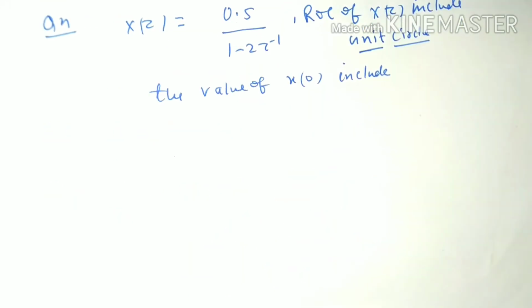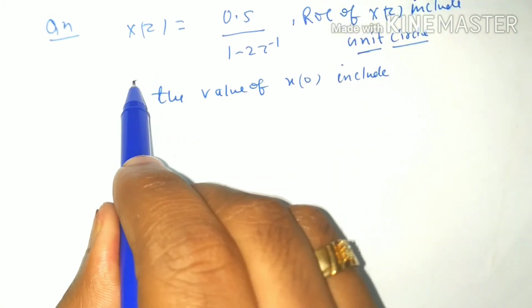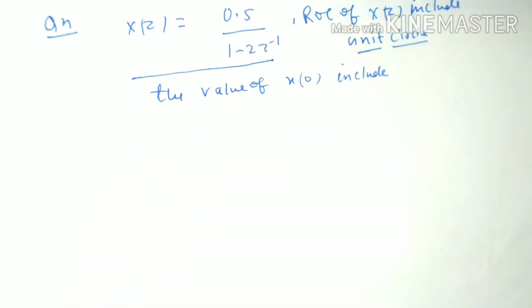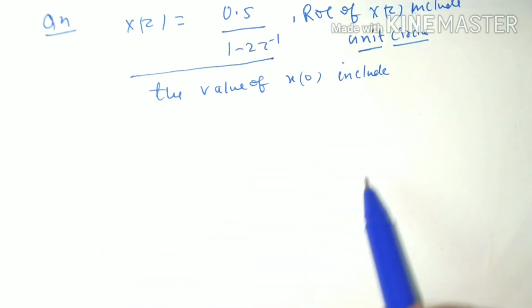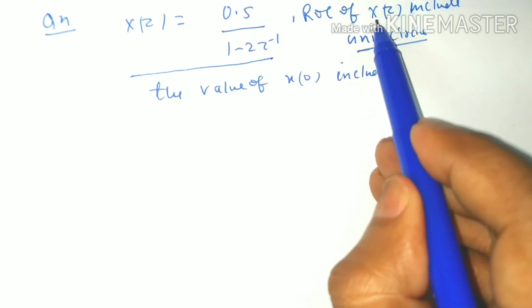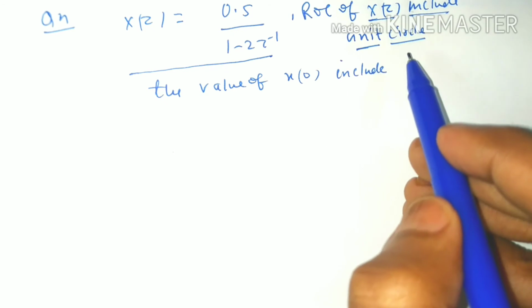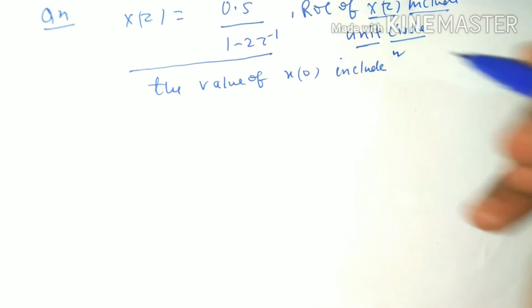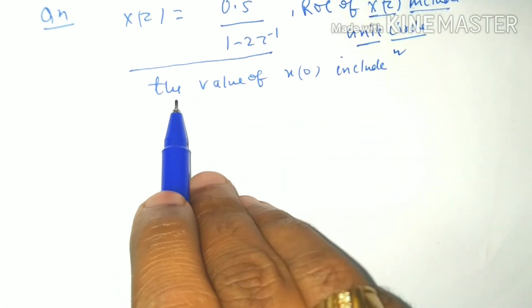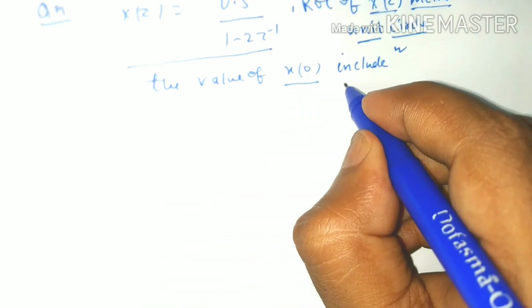Now we are going to discuss another problem. Let the Z transform of a signal be this one, and we have to mention some information about its ROC. The ROC of that Z transform includes the unit circle. Then what will be the value of x0?